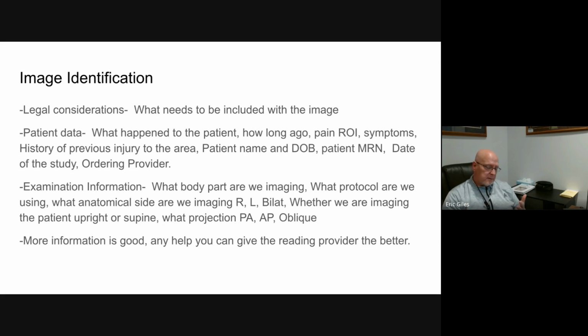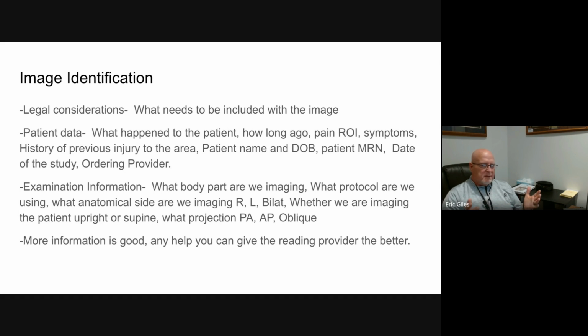Projections are the way that the X-ray photons go through the patient, whether it be posterior to anterior or anterior to posterior or an oblique view. We need to make sure that that's noted on the image that we're taking. And there's actually, like on abdomens and chests, a big difference between supine and upright. You can see things on the upright that you can't see on the supine, and vice versa. So it's really good that we add that.